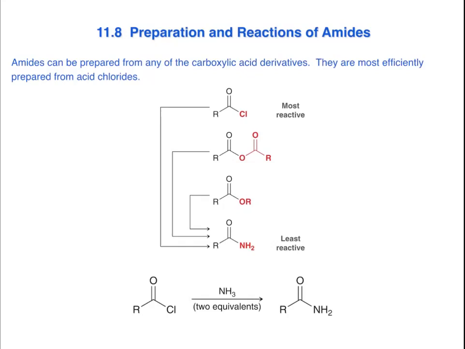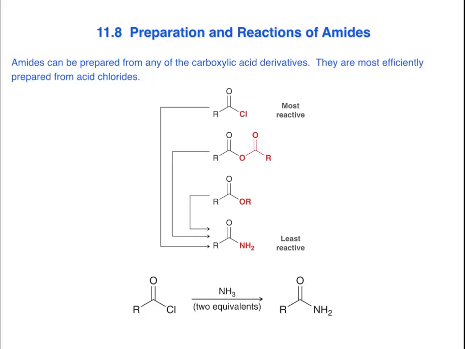In this video, we're going to cover section 11.8 on the preparation and reactions of amides. As we've said previously, amides are some of the least reactive carboxylic acid derivatives. As a result, amides can be prepared from any other carboxylic acid derivative. However, they are most efficiently prepared from acid chlorides.